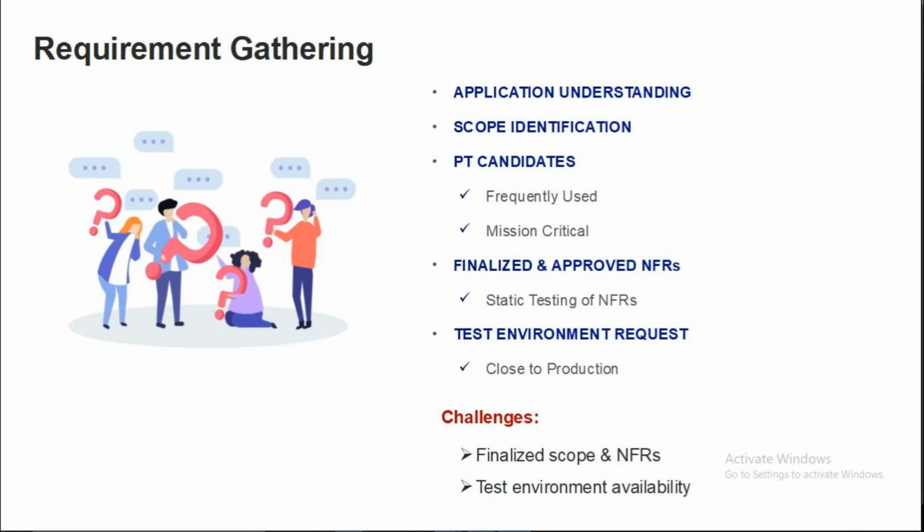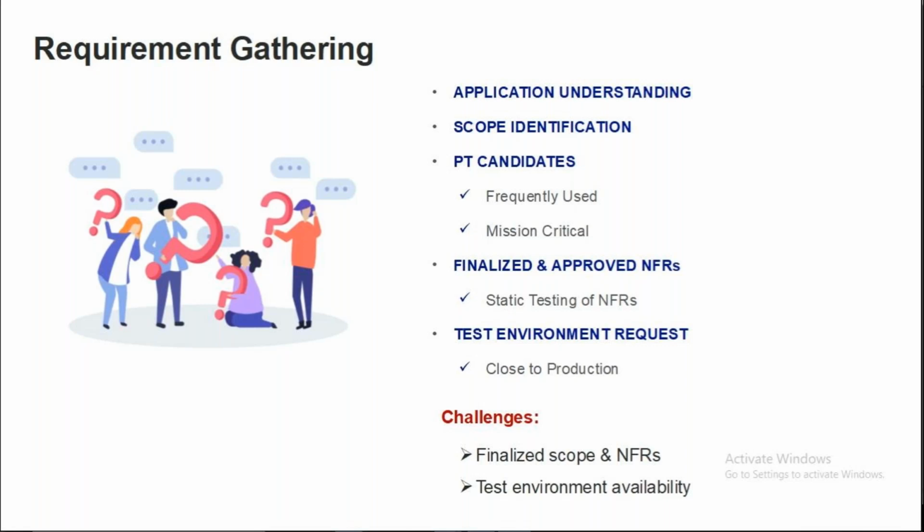Because we also use different applications in our daily life, right? So for example, frequently asked questions, people hardly go to that section. Contact us, people hardly go to that section. So we also have an idea which modules will be frequently used. So the first criterion is that the frequently used modules and scenarios are candidates for performance testing. Next, mission critical. The scenarios which are mission critical are candidates for performance testing.